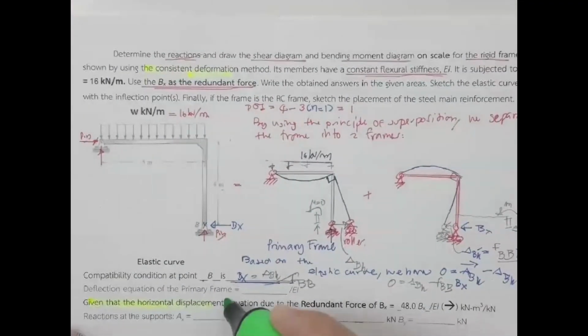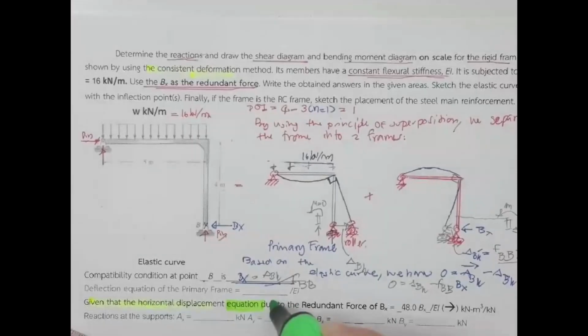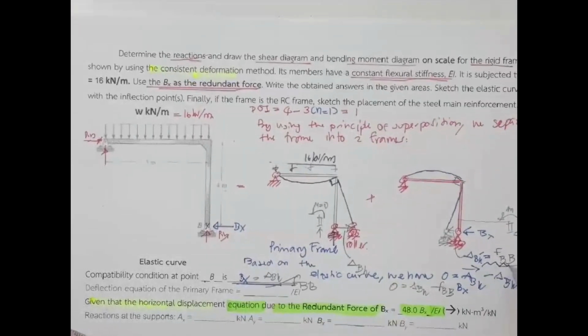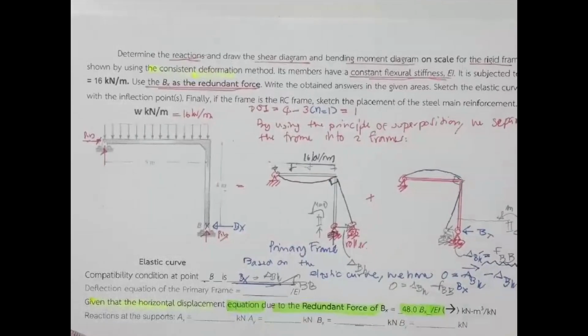horizontal displacement equation due to the redundant force B sub X is going to be 48 B sub X divided by EI. So the problem provides you with this information. Okay, and you will know that based upon this one, F sub BB is going to be 48 over EI.